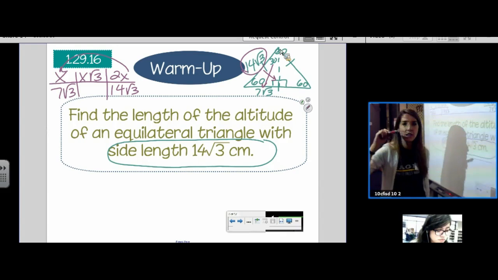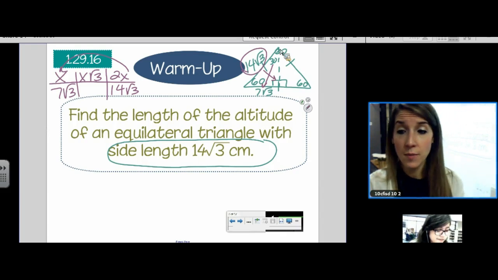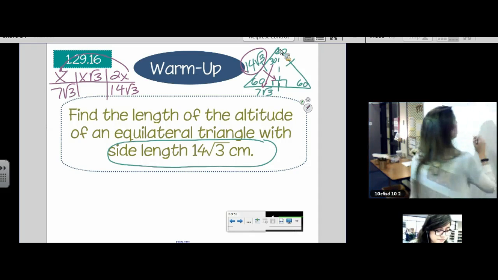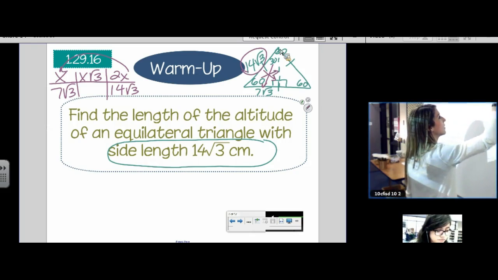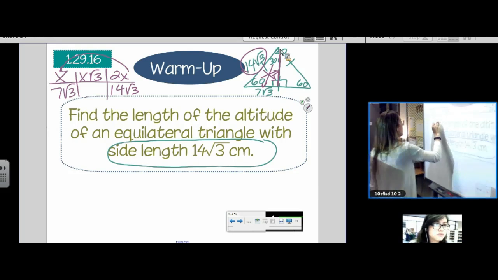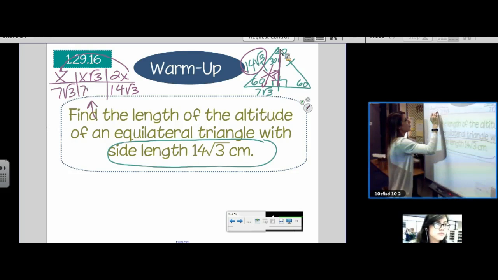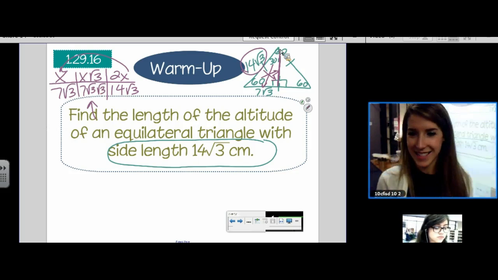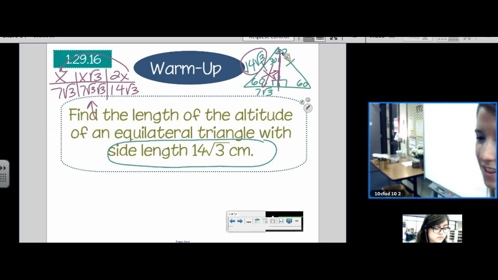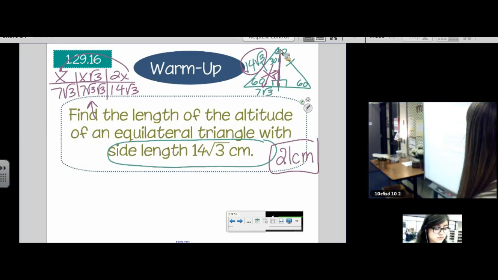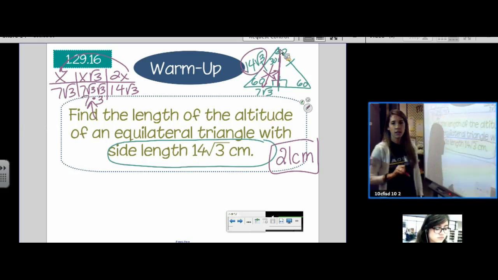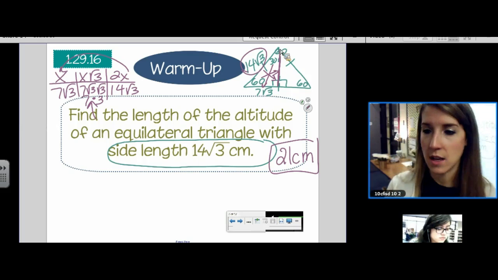But what are we really looking for? We're looking for the altitude, and the altitude is across from the 60. So across from the 60 is what we're looking for. So we really need this one right here. 7 root 3 times root 3, which is a beautiful number. It is. Good. Look, you had your units and all. 21 centimeters. Because, of course, square root 3 times square root 3 is 3. So we're really just doing the product of 7 and 3.